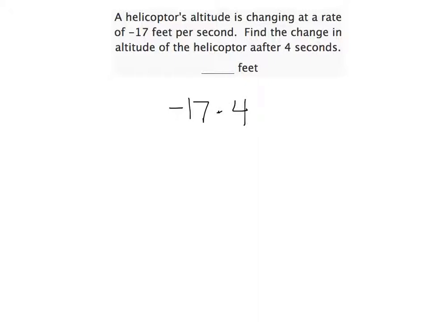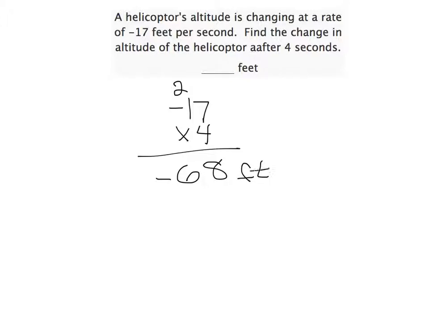And what I'm actually going to do is write it vertically. So we go ahead and we multiply. 7 and 4 makes 28. 4 and 1 is 4, plus 2 is 6. Since we had a negative times a positive, our sign will be negative. So negative 68 feet is the change in altitude. Or if we want to relate this, the helicopter in 4 seconds has gone down 68 feet.